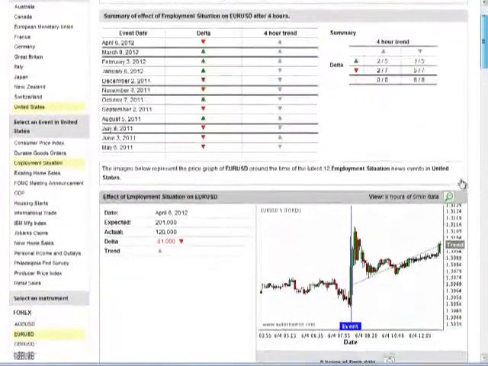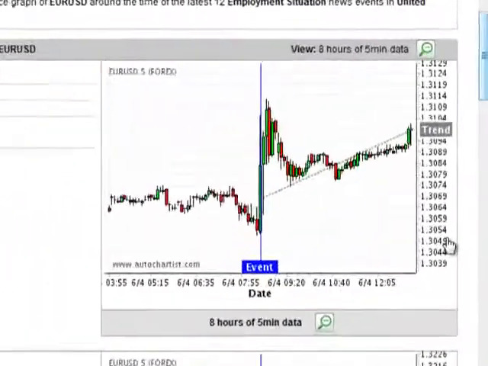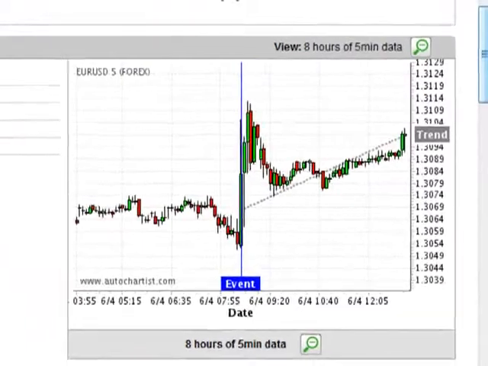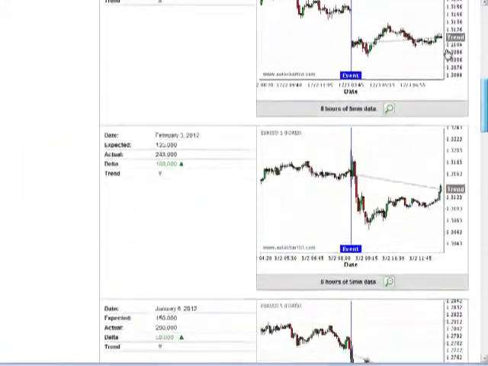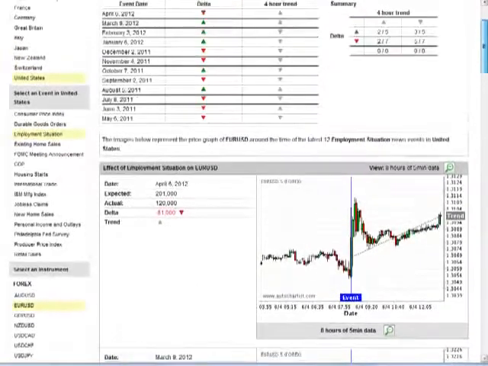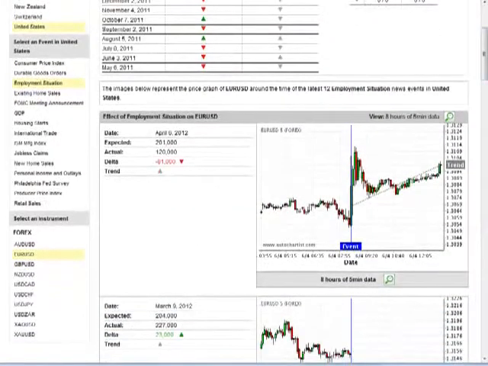This is exactly what the EIA has already summarized for you. Not only does it display a graph on which the exact time of the latest non-farm payroll is illustrated, with a blue line running down the middle, but it also shows you the same for the previous 11 similar events. So now you will even be able to give me an answer if I ask you, how does the non-farm payroll usually affect the Euro-USD?